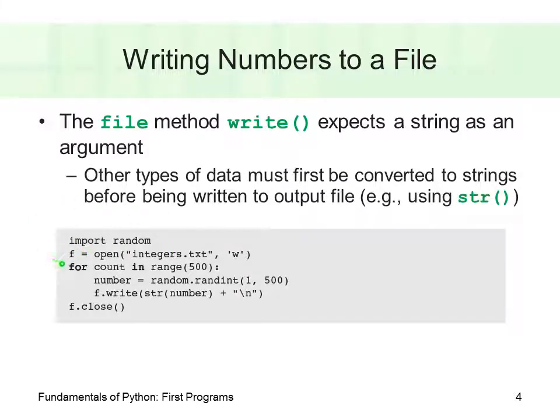Alright, so we have our pattern. Open the file, processing, and then close the file. So, open the file. We're going to create a virtual file that we call F, and F corresponds to this physical file, integers.txt, and we're opening the file for writing, which implies that either we're going to overwrite what was there before or it's a brand new file.